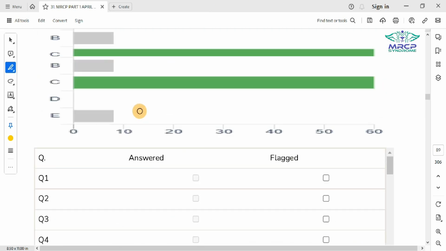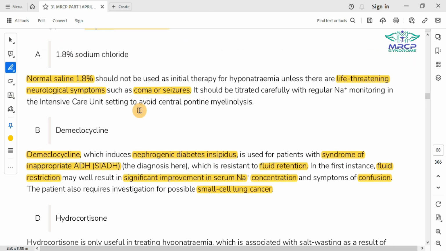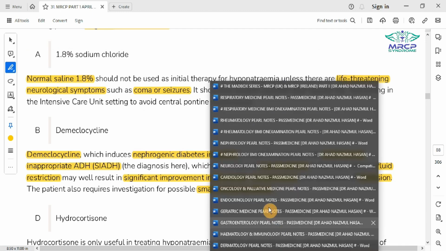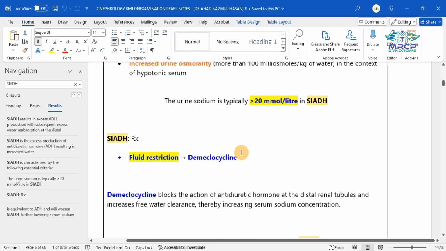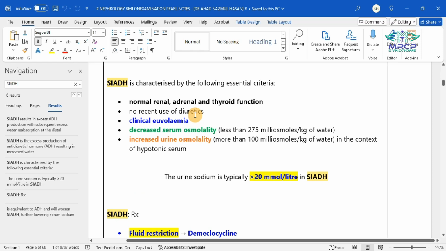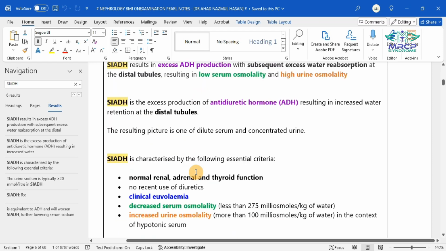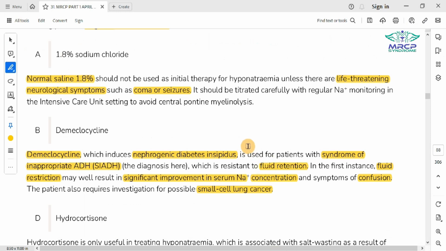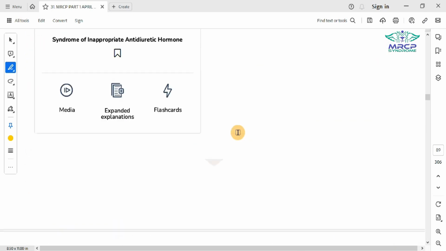Sir, can you please repeat the SIADH diagnostic criteria? There will be normal renal, adrenal, thyroid function, no recent use of diuretics, clinical euvolemic condition, decreased serum osmolarity, increased urine osmolarity. So this is known by everyone. Clinical euvolemia is also common. So you need to remember normal renal, adrenal, thyroid function. There should be no recent use of diuretics. Thank you.